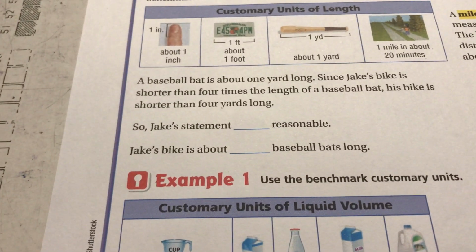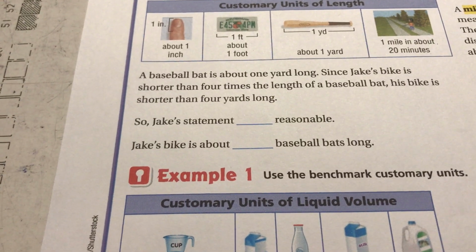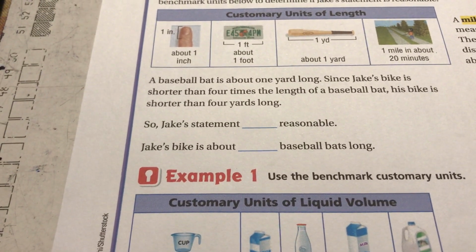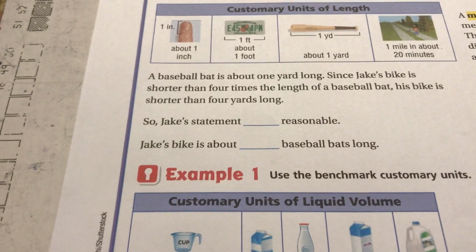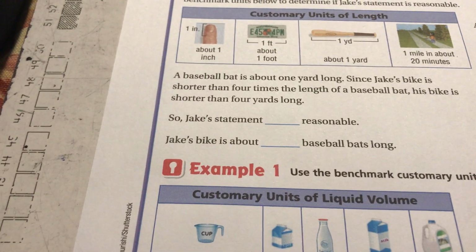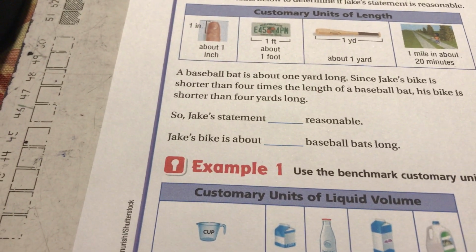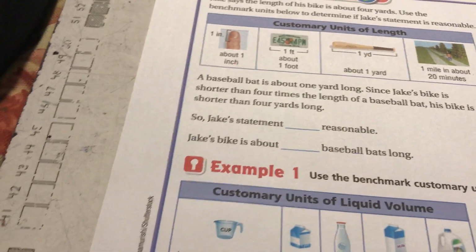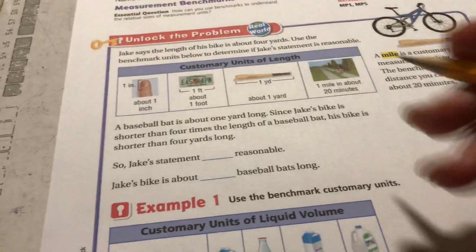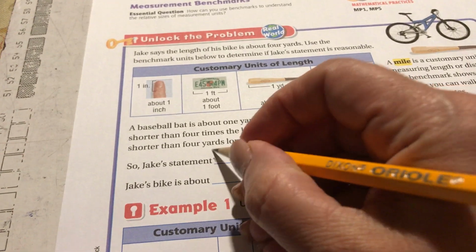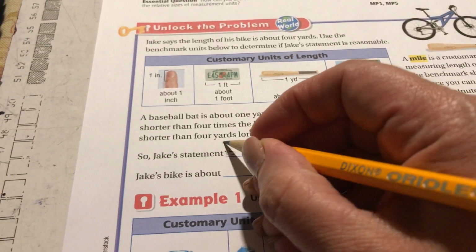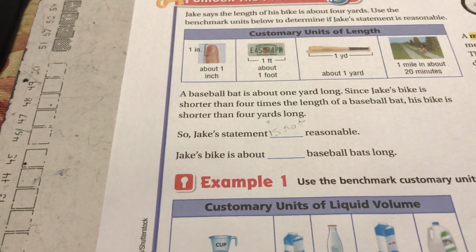Since Jake's bike is shorter than 4 times the length of a baseball bat, his bike is shorter than 4 yards long. That makes sense. So, Jake's statement is reasonable or is not reasonable? You got it. Good job. Is not. So we're going to put the words is not on that line. Is not reasonable.